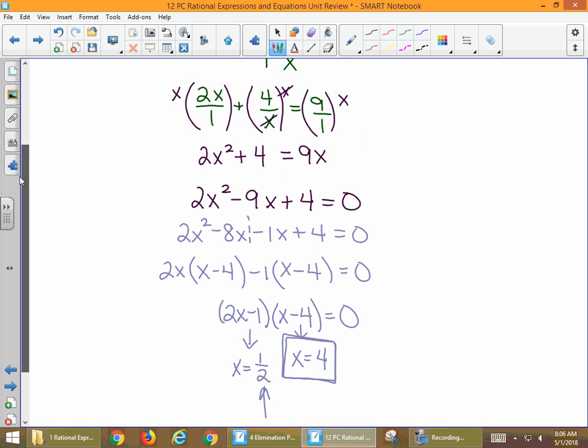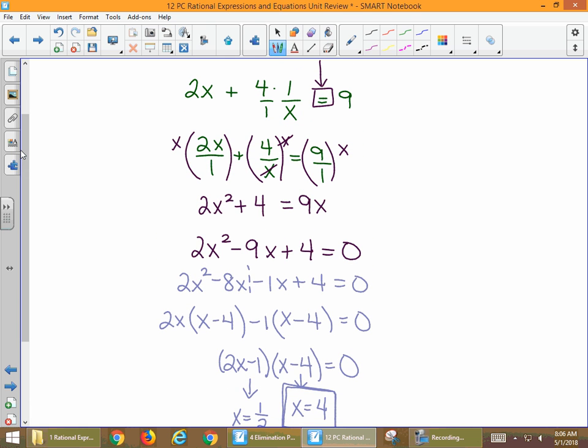If we go back up and look at our original setup, we know that x cannot be 0 here. So if you're asked, you will be asked for those excluded values. Set that denominator equal to 0. That's your excluded value. Your solution is 4.